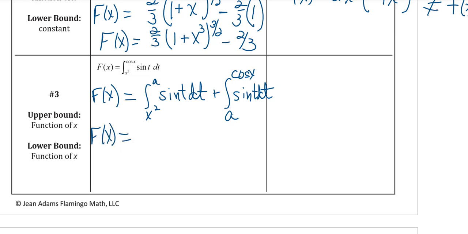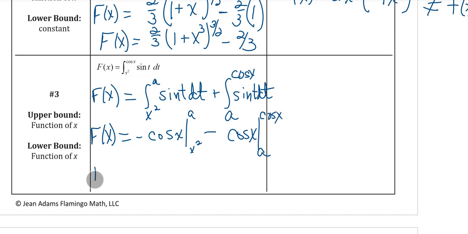So that way we can use some of what we already have done, because sometimes we know that works and sometimes it doesn't. Okay, so the first one is going to be negative cosine x. You take the antiderivative of sine, you're going to get a negative cosine x. And we're evaluating that from x squared to a. Minus, instead of a plus, because that'll switch, then we're going to do the cosine x from a to cosine x.